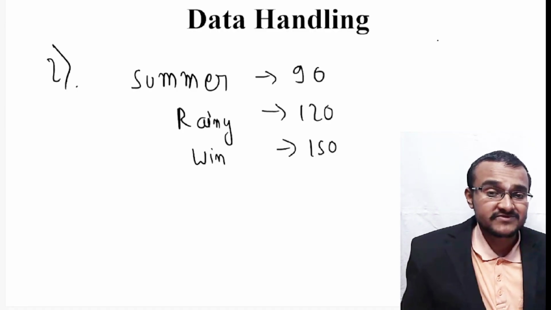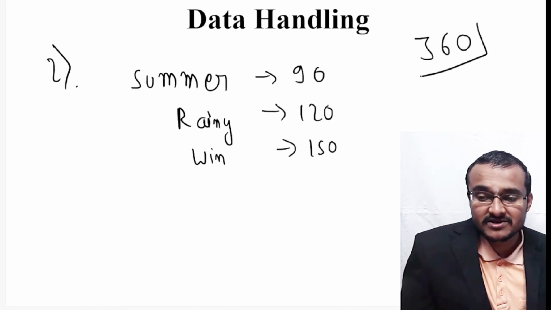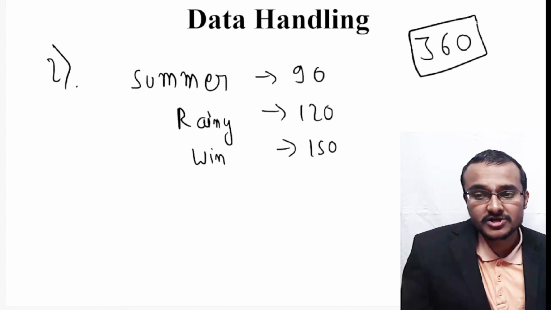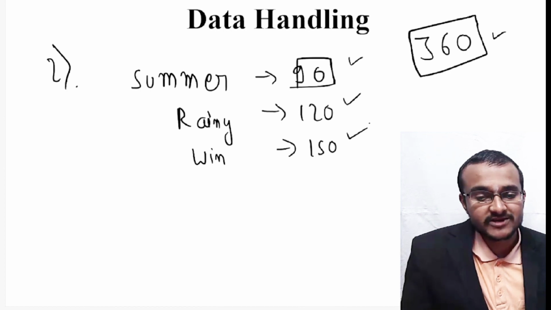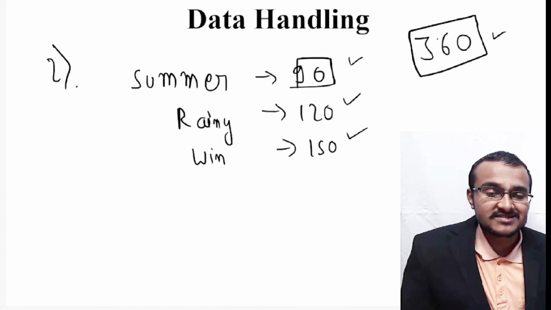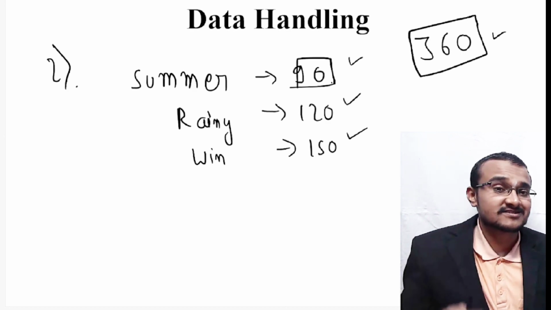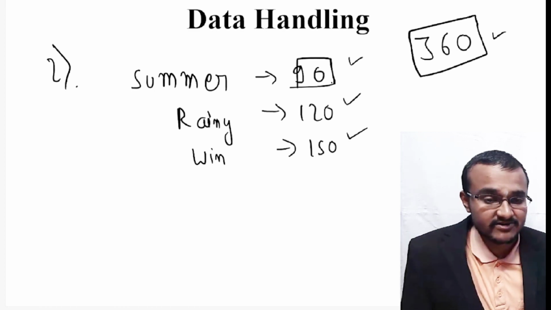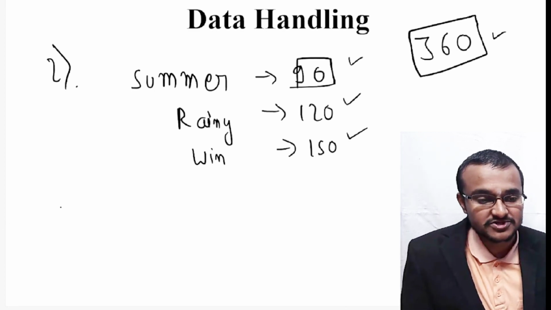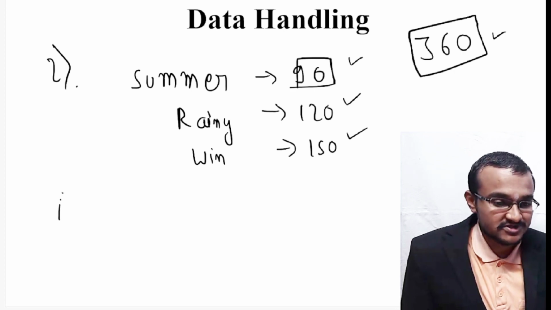Now, in a group of 360 people, they have made a vote. Out of these 360 people, they have to vote for their favorite seasons. 90 people among the 360 voted for the summer season, 120 people voted for the rainy season, and 150 people voted for the winter season. So among these 360 people, they have voted for different seasons, showing which seasons they like the most. Based on this data, they have given 3 questions in this second question. So you should answer those 3 questions.